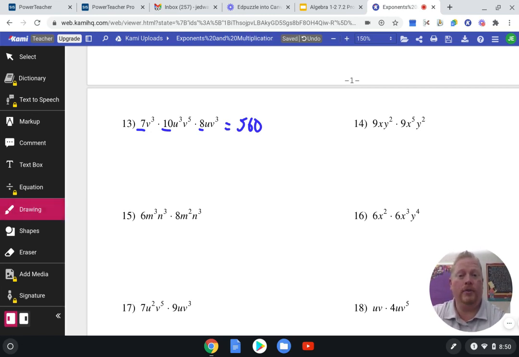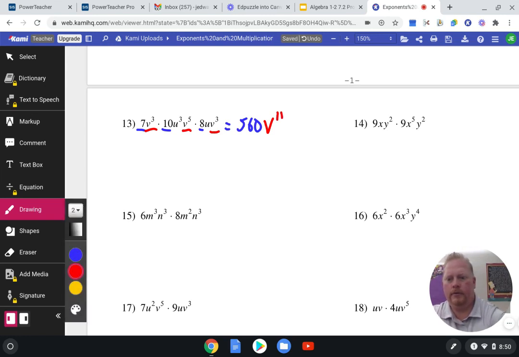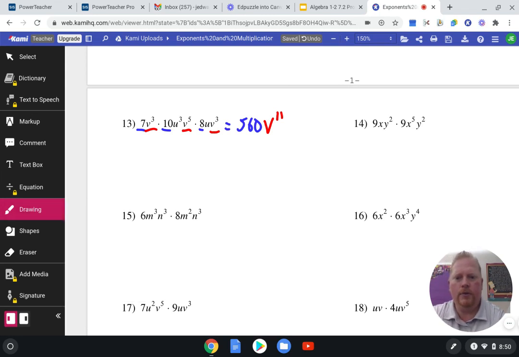And then I'll go through and do each variable. So I've got v to the third, v to the fifth, v to the third. Okay, that's going to be, let's see, 3, 5, and 3 makes 11. So v to the 11th. And then I'll go through and do the u's. So just do one thing at a time. Even if there's a lot of stuff going on, break it down and just do one thing at a time. So u to the third, and then u to the first makes u to the fourth.